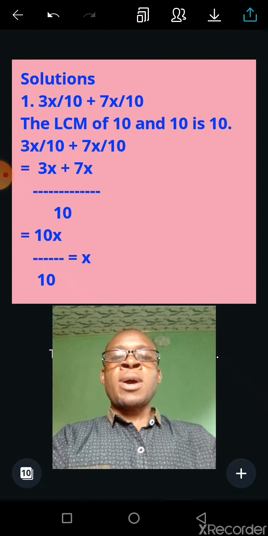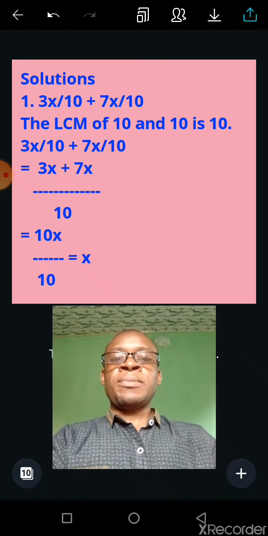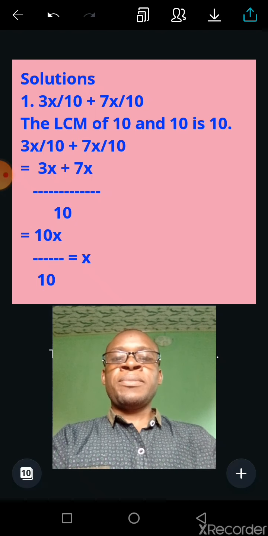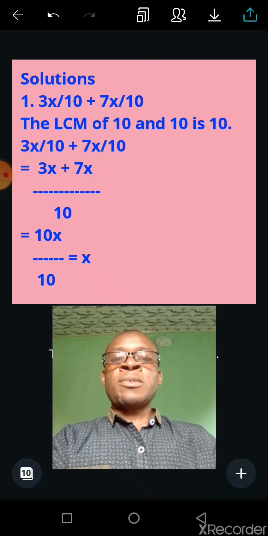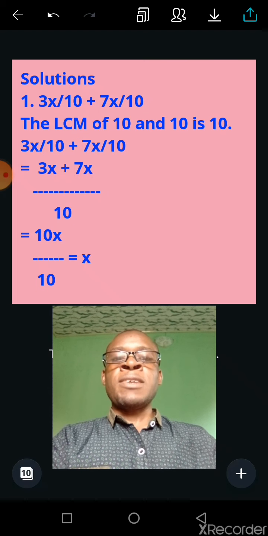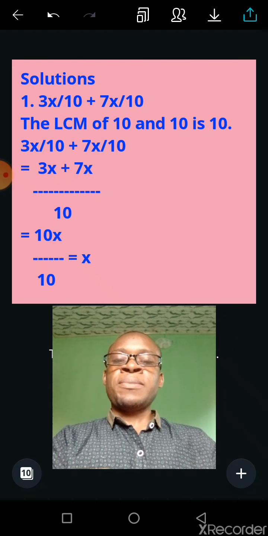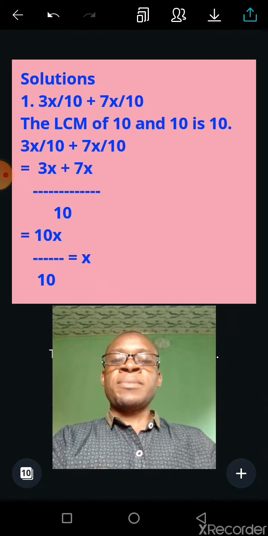Solutions. 1. 3x all over 10 plus 7x all over 10. The LCM of 10 and 10, that is the denominators, is 10. So 3x all over 10 plus 7x all over 10 equals 3x plus 7x all over 10. How do we get this? Or how did we get this?